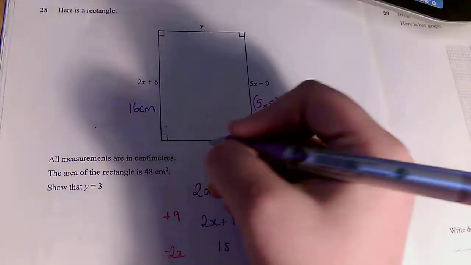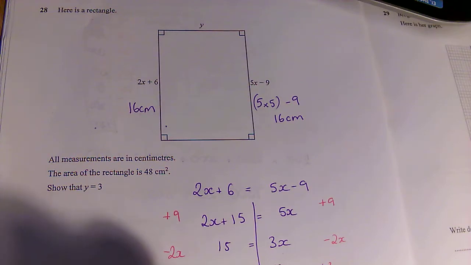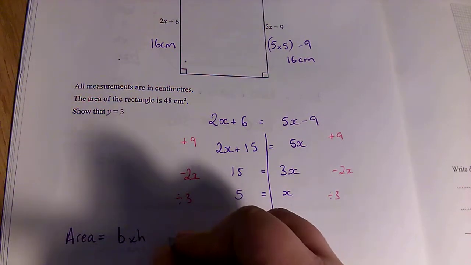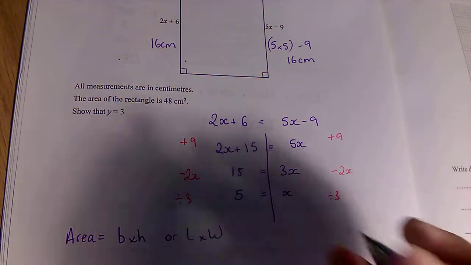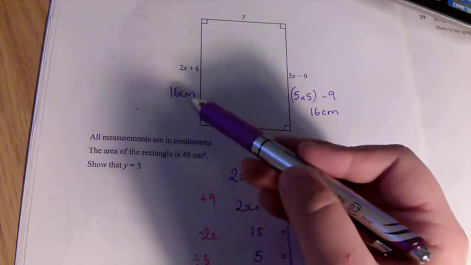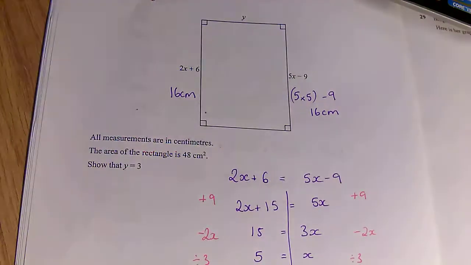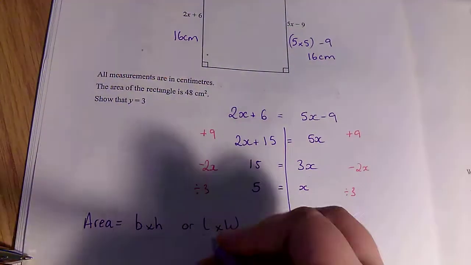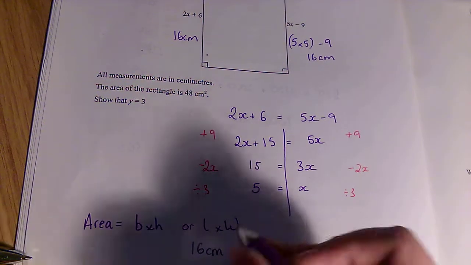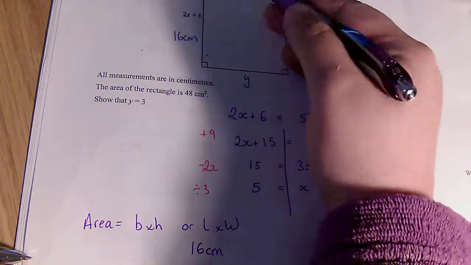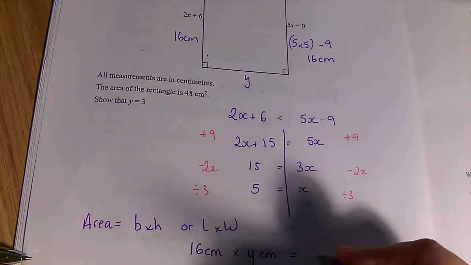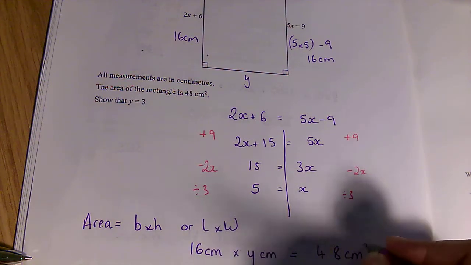Now area, I'm going to write it down here, area equals base times by height, or length times by width, whichever you want to call it. So it is the width, 16 centimetres times by y. So the length or the width, we've got to find the area, we're going to do 16 centimetres. And at the moment, we don't know what either of these two sides are. They're just called y. So 16 centimetres times by y centimetres equals 48 centimetres squared.